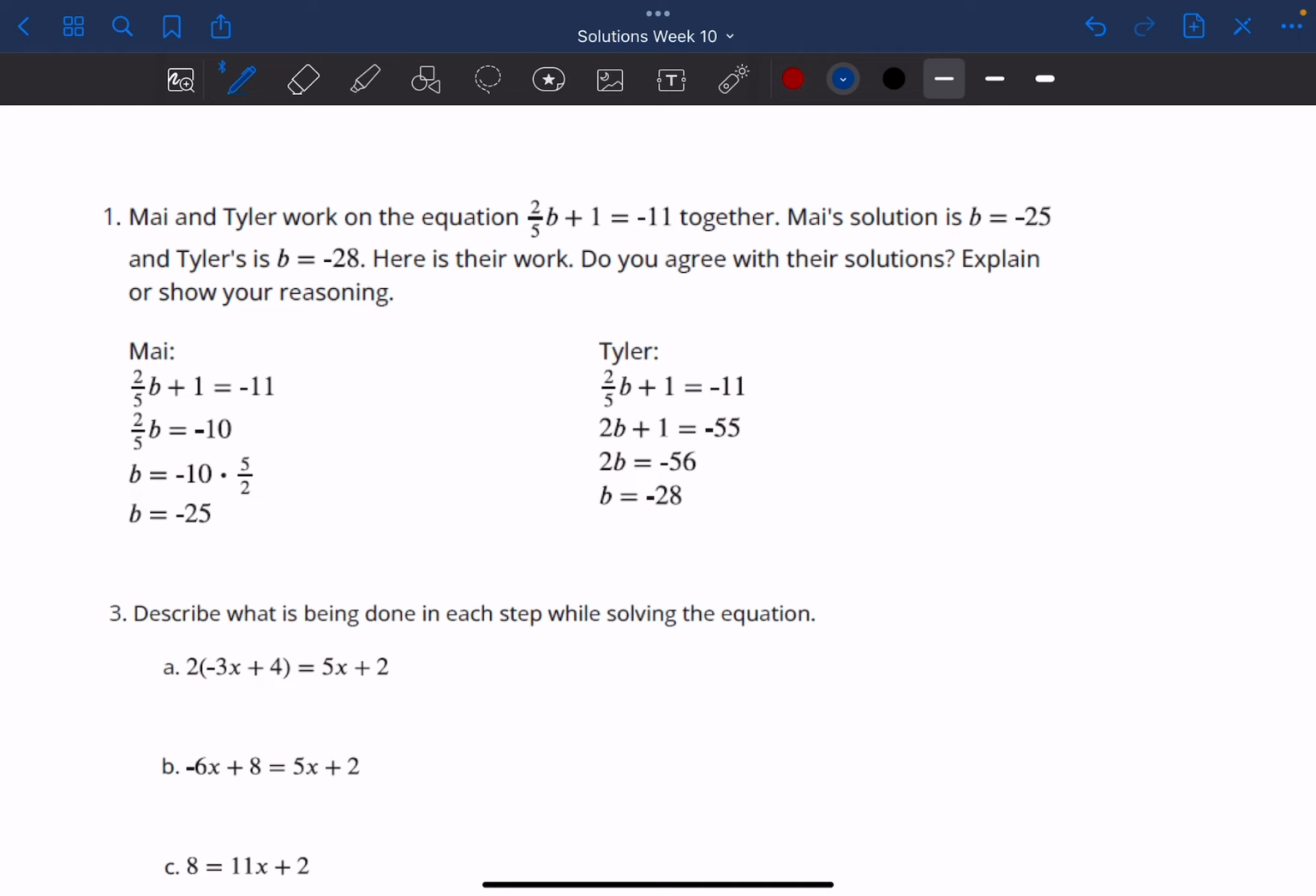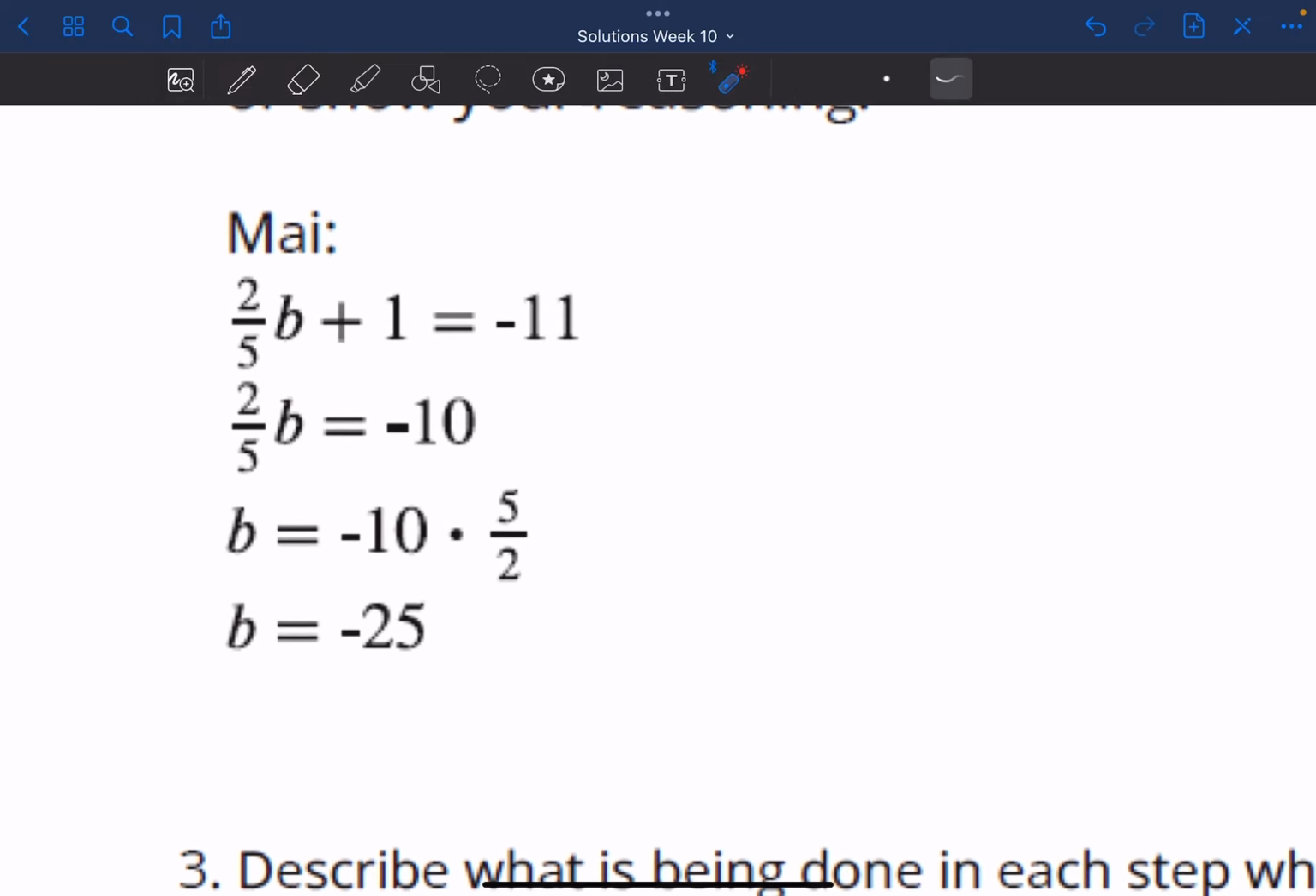So Mai and Tyler are working on the equation 2/5 b plus 1 equals -11 together. My solution is -25, and Tyler's is -28. And so here's their work, and do you agree with their solutions? So since they have different answers, they can't both be right. They could both be wrong, but they definitely can't both be correct, because this should only have one solution. So let's just look at Mai's work first, and then we'll look at Tyler's.